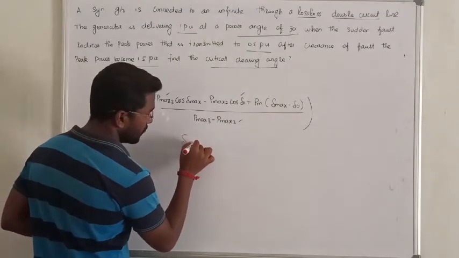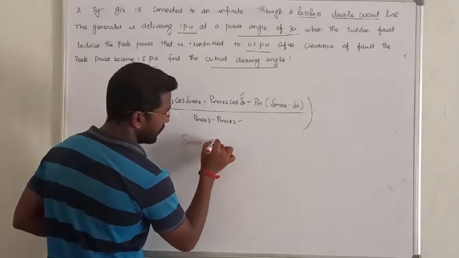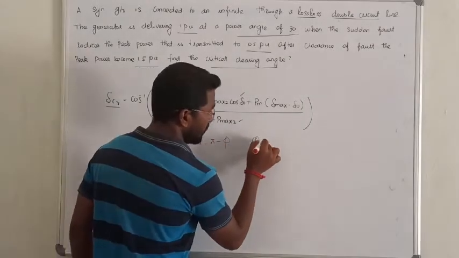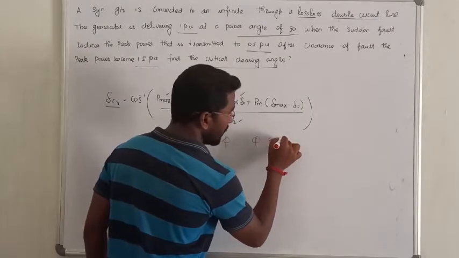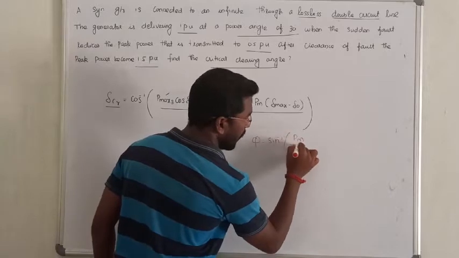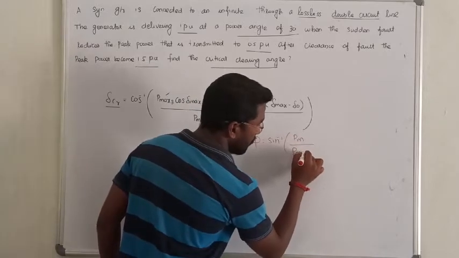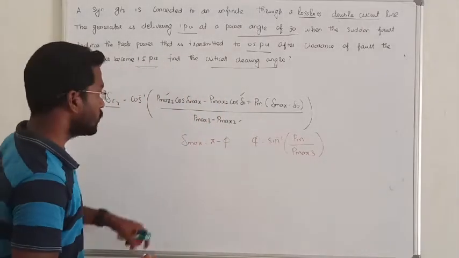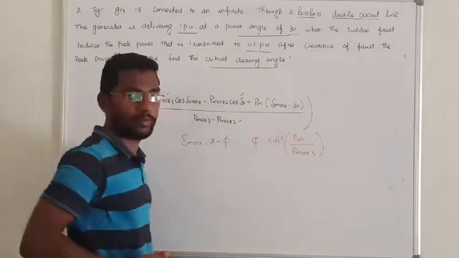The del max can be calculated by using pi minus phi. What is the formula? Phi is equal to what? Sin inverse of mechanical power divided by maximum power delivered by the machine in case 3, correct? So that is the general formula to obtain the value of del max, right?